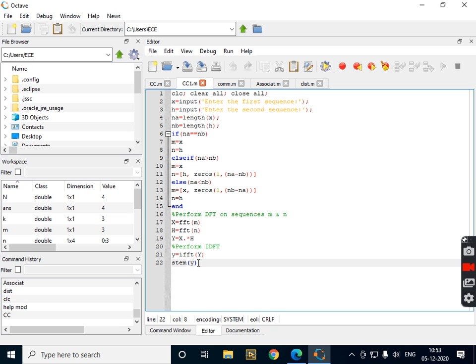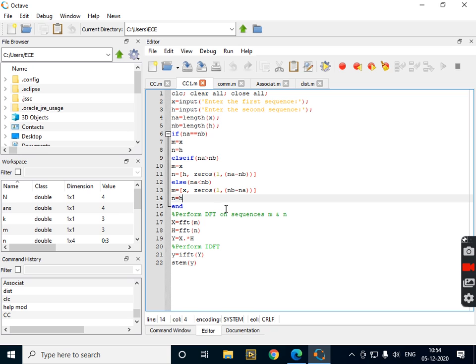and plotted. If the length of the second sequence is bigger compared to the length of the first sequence, then both the if and else if will fail. So the else part of this nested if will be executed. When this becomes true, the first sequence will be zero padded and the second sequence will be retained as it is. Next, the n point DFT of both those sequences will be computed, and then its IDFT will be taken.